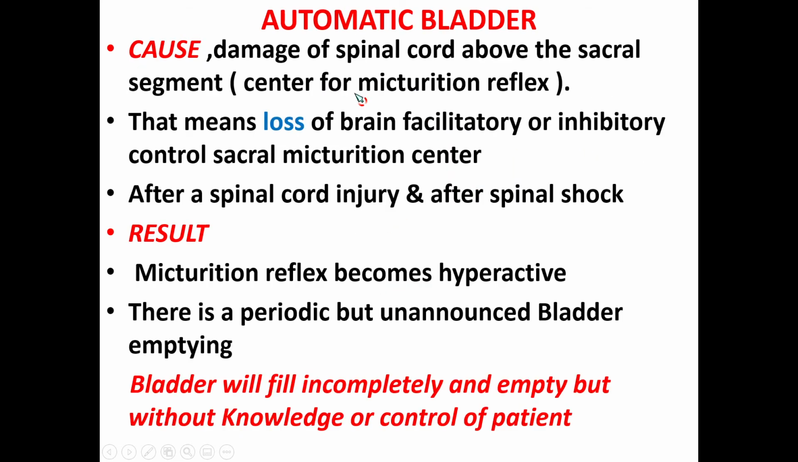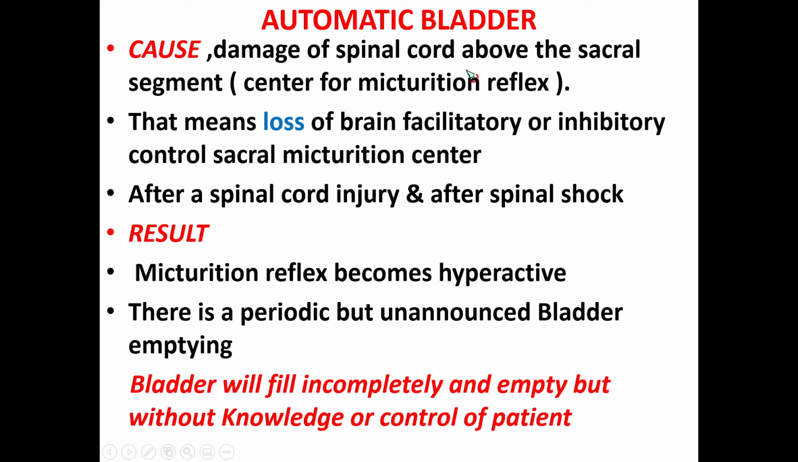Then we have the automatic bladder. Automatic bladder means the bladder becomes automatic. It will fill automatically and empty automatically. The patient doesn't know what's happening. Normally, we pass urine under our will; micturition is under our control. But here it becomes automatic and you can't control it. The cause is damage of the spinal cord above the sacral segment, the center for micturition.